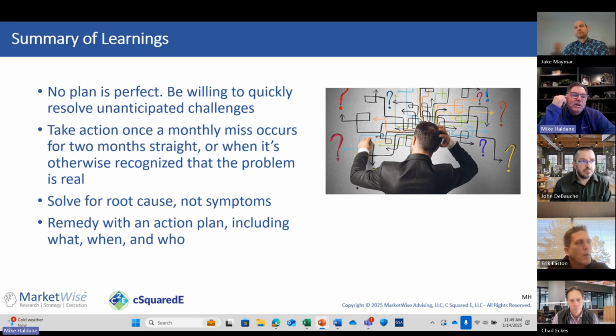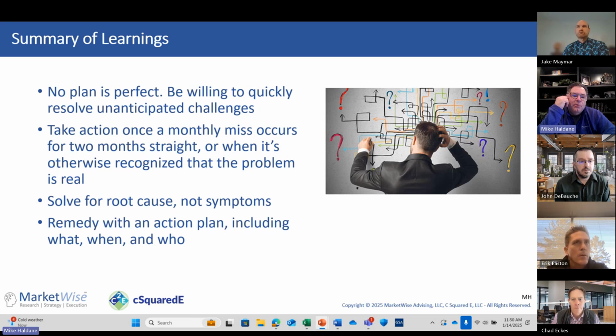So by the time you get to the point of a miss, you're probably going to have a pretty good indication of what's happening, what's not happening. And you may say, look, I'm going to watch this for another month, but if this continues, we're going to jump into a root cause analysis and make sure that we put an action plan in place.